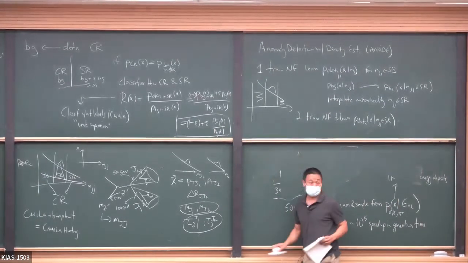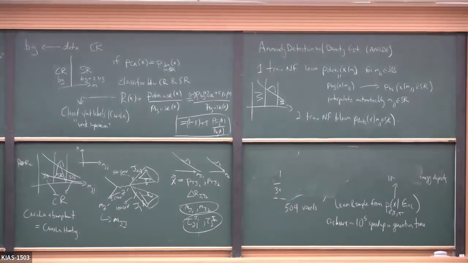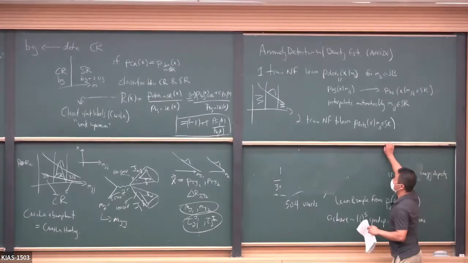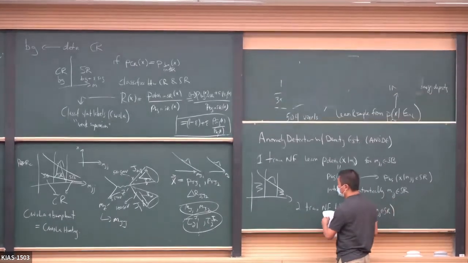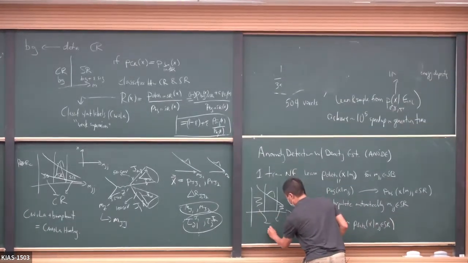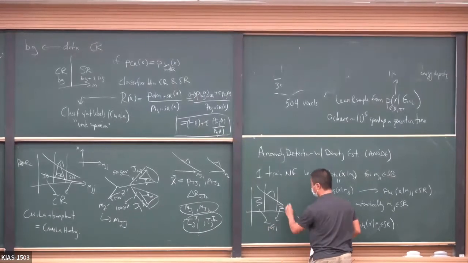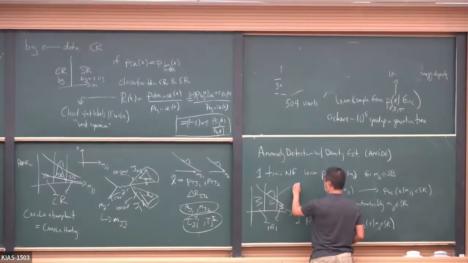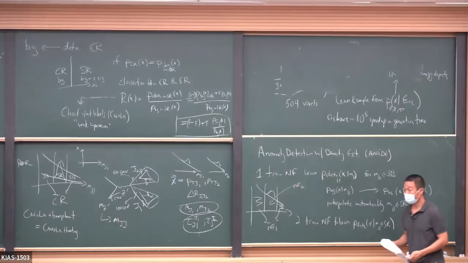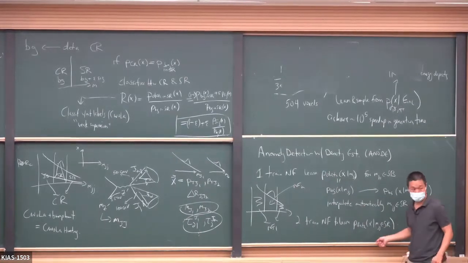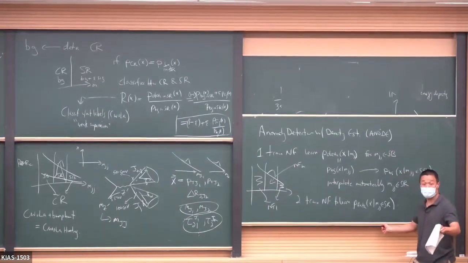So, yes? Do you learn two different normalizing flows for two densities? Exactly. So we fit normalizing flow. This is normalizing flow 1. And here we do normalizing flow 2. Yeah. Both of them are in X space.